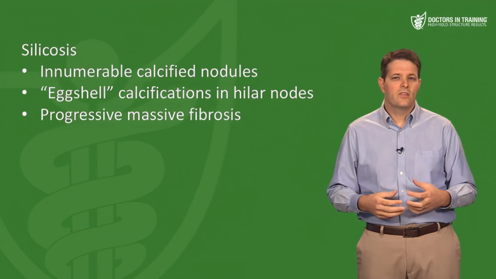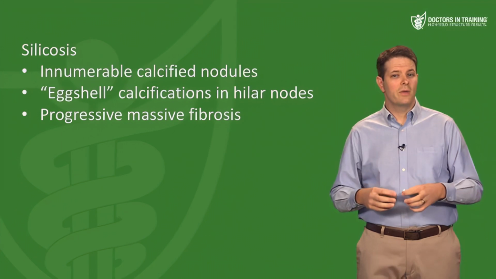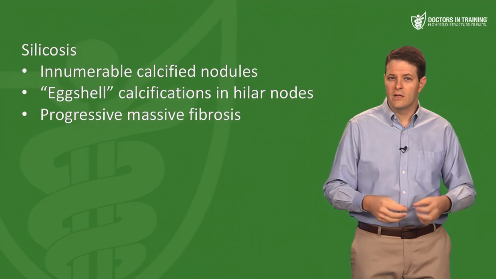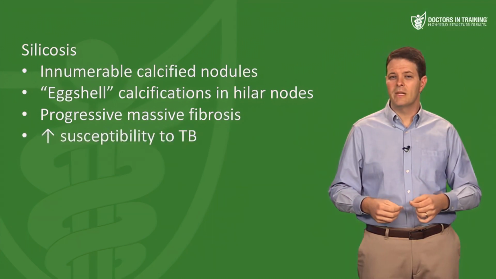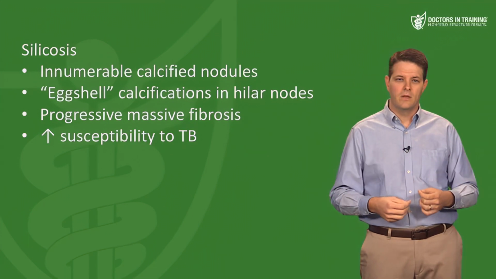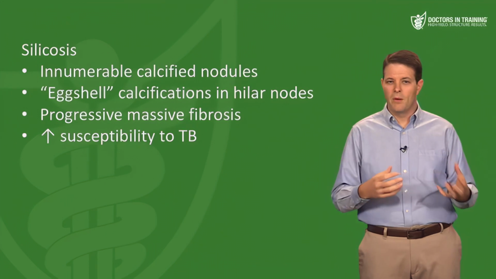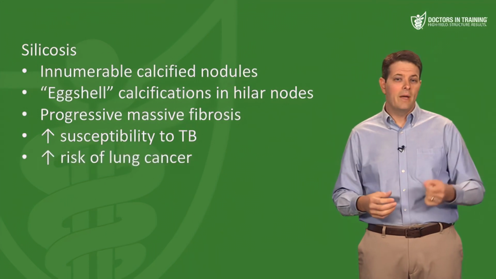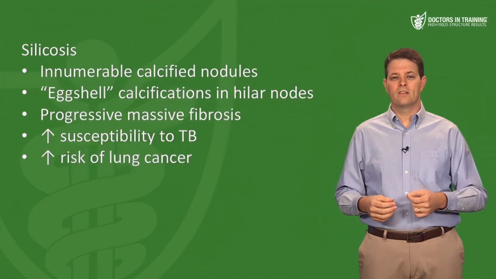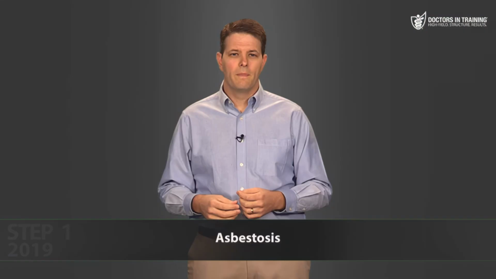Now, the silica crystals can also prevent the pulmonary macrophages from being able to kill mycobacteria. So silicosis can increase the susceptibility to contracting TB. So you can remember the diagnostic term silicotuberculosis. That may help you remember that association. And patients with silicosis have twice the risk of developing lung cancer.